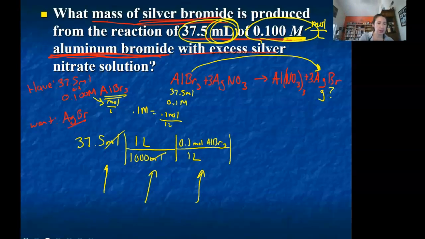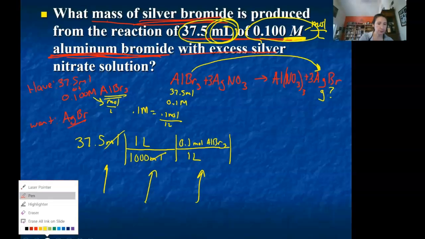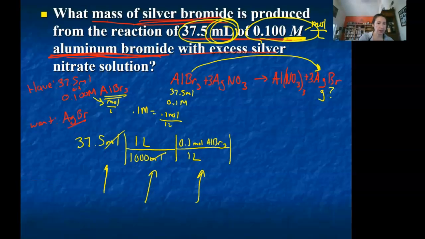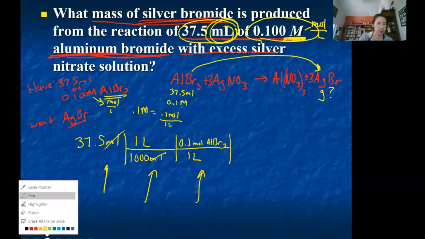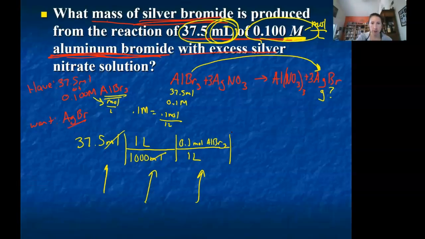Here is the new piece. Because we're going to convert from AlBr3 to AgBr. 1 mole of AlBr3 to 3 moles of AgBr. That's our new piece.